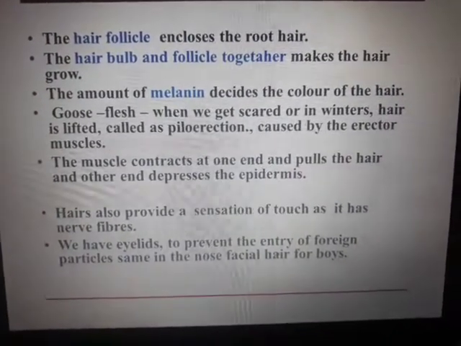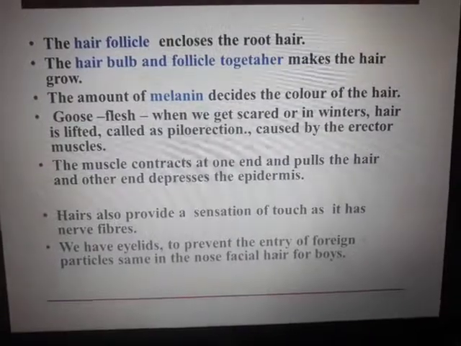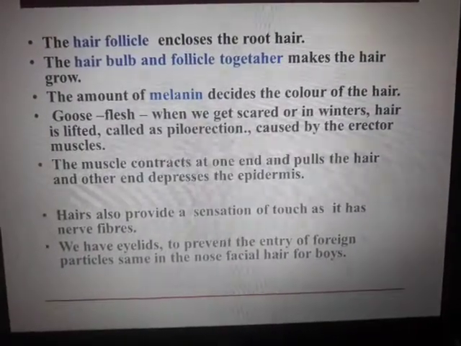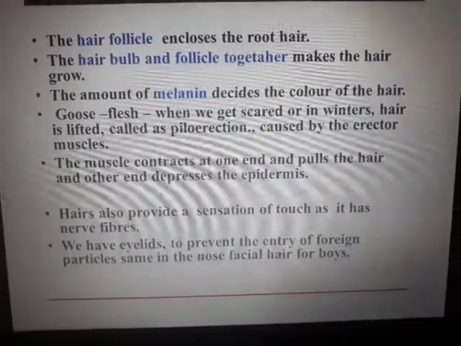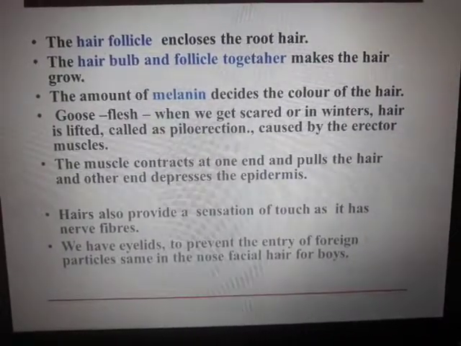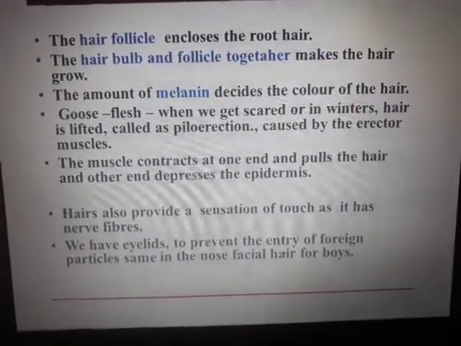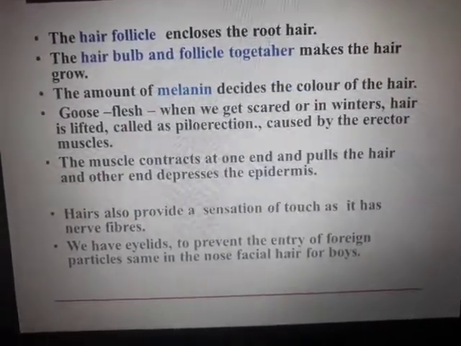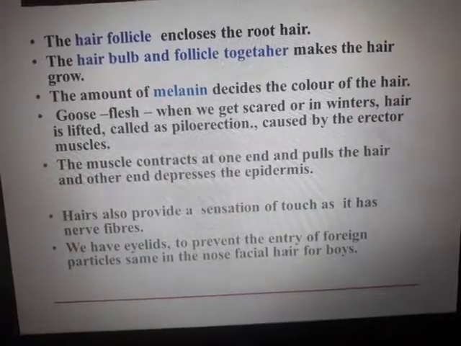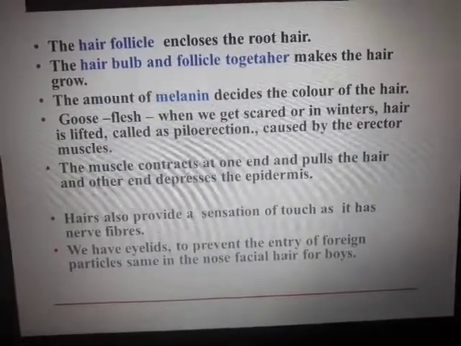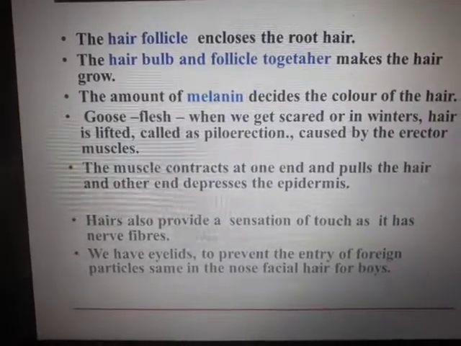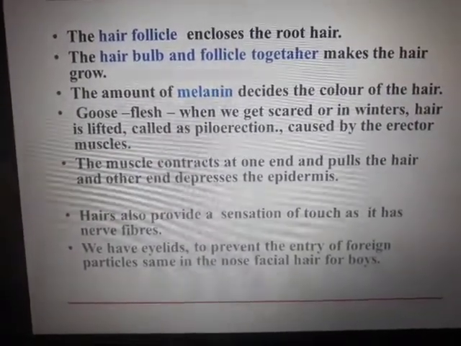The amount of melanin decides the color of the hair again. Here melanin is again playing a role to give the texture, the color to your hair. Now there is another factor, something called goose flesh. When we get scared, children, you watch a movie or something scary happens to you, or in winters as well, our hair is lifted, right, from the hand especially, we can observe, called piloerection. This process is called piloerection, caused by the erector muscles.